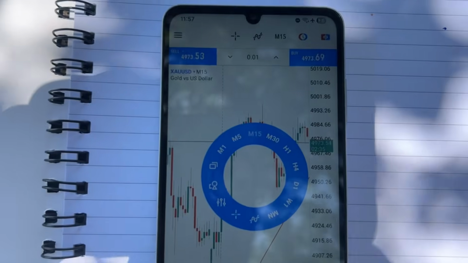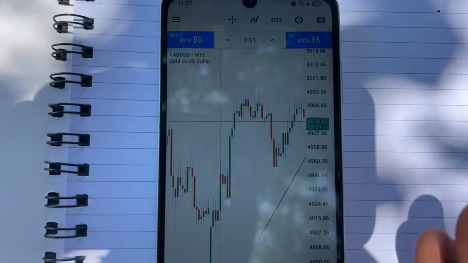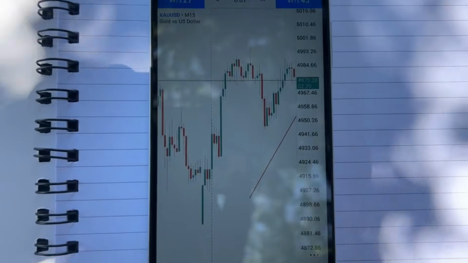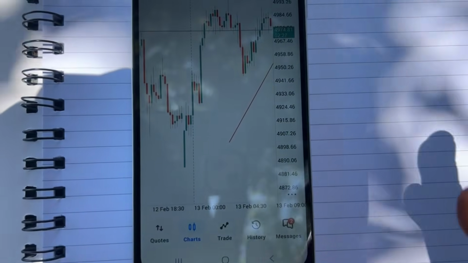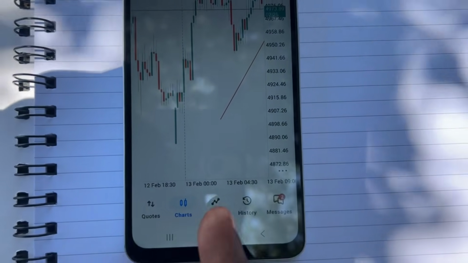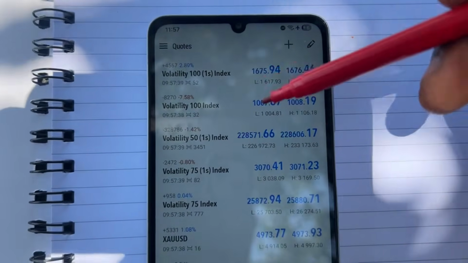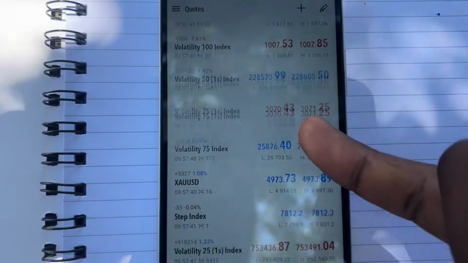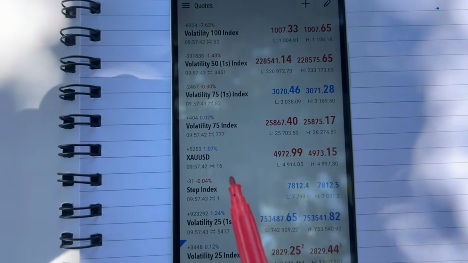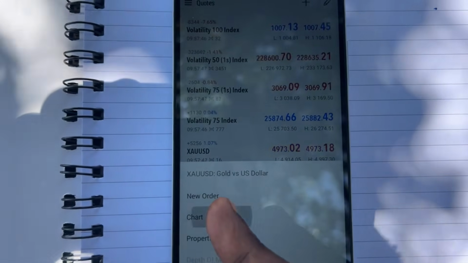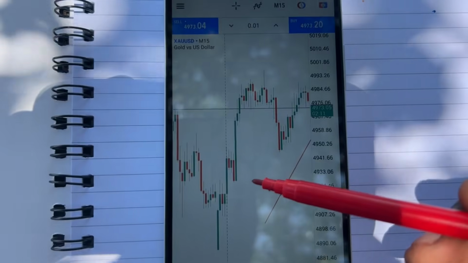Before I even press on an empty space here, I know some of you are beginners and advanced traders, so this tutorial is for beginners and advanced traders who are struggling. This is MetaTrader 5. I'll press quotes. I can choose any asset of my choice that I like here. All right, let's say I like to trade gold, XAUUSD. I press once, I press chart, and I see the graph.